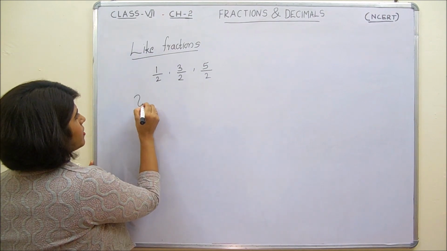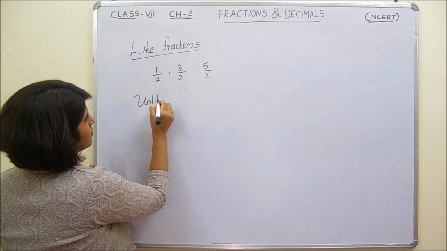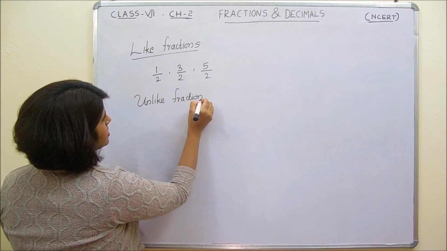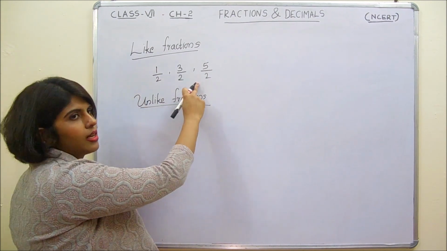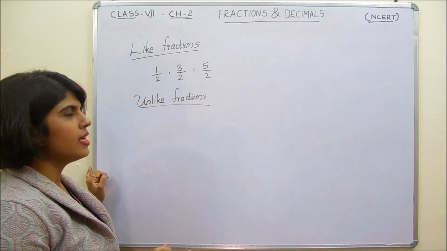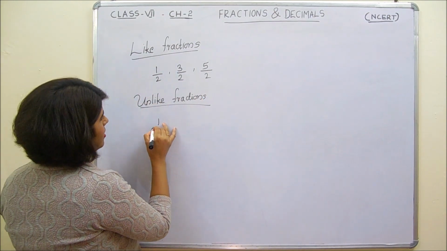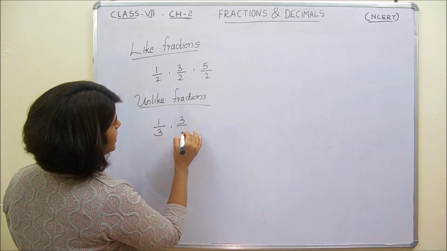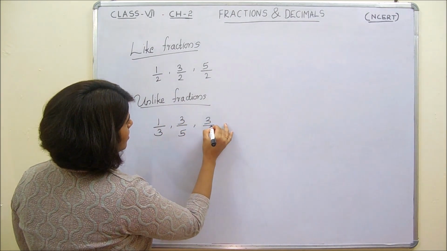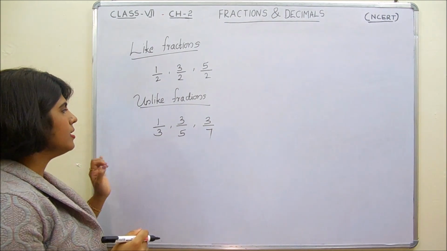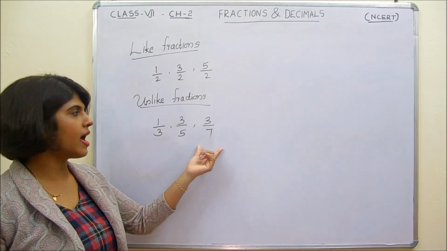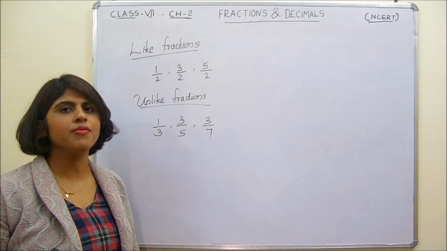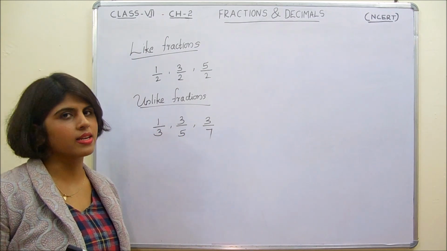And what are unlike fractions? Just opposite to like fractions. That is the fractions which are not having the same denominators. See, here all these 3 fractions are having different denominators. So these are examples of unlike fractions.